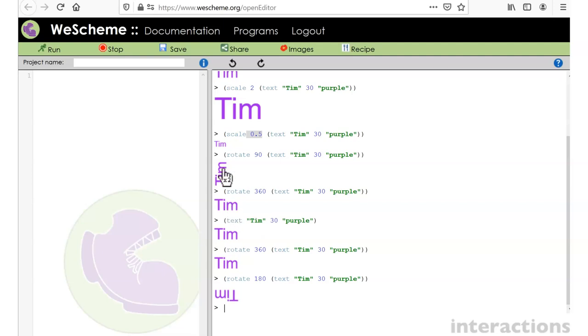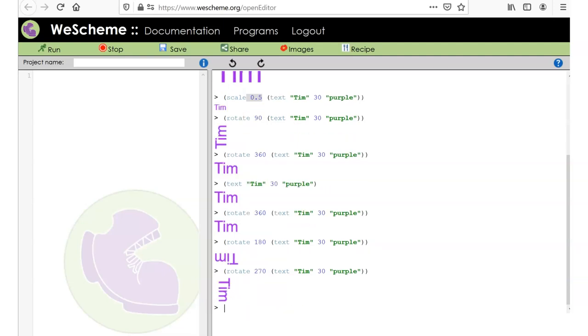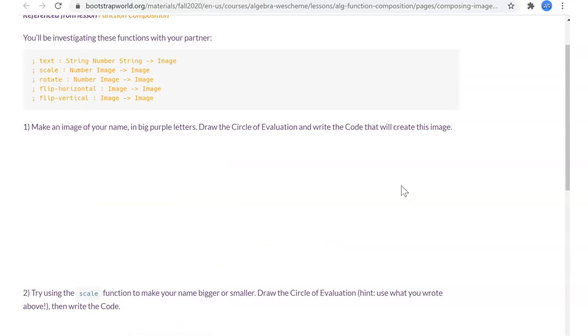So 90 rotated it. That would be what? Counterclockwise. So what if we did negative 90, which if you remember is the same as 270. It goes clockwise. So rotate is going to be, the number is going to mean degrees.